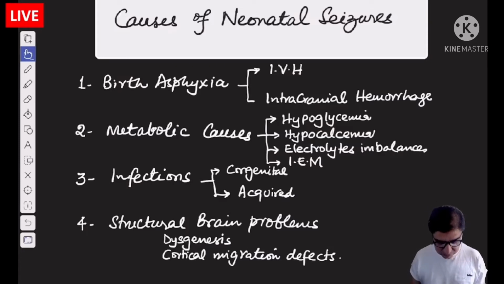And last but not the least, structural brain problems, where there is a defect inside the brain, an anatomical defect, like there could be aneurysms which can rupture and cause intracranial hemorrhage, or there could be neuronal migration defects, cortical migration defects as we call them, lissencephaly, holoprosencephaly, schizencephaly, and so on and so forth. These types of neuronal anatomical problems or cranial anatomical problems can give rise to neonatal seizures.